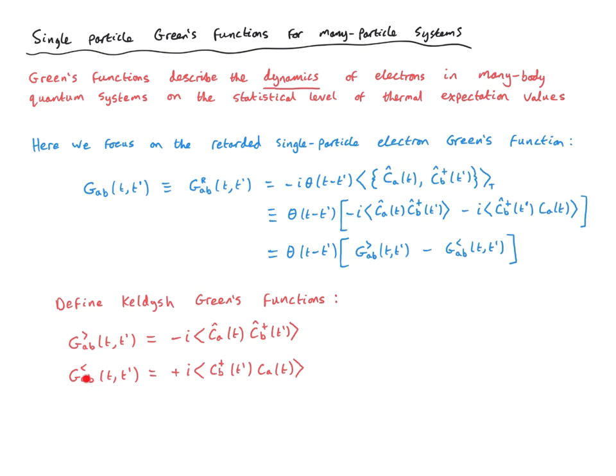Likewise, for the G lesser function, it's the probability that I can take out an electron at orbital A at time t and put one in orbital B at time t'. And again, here there is no time ordering. t can be after t', or t can be before t'. The order of t and t' is not specified in these Keldysh Green's functions.